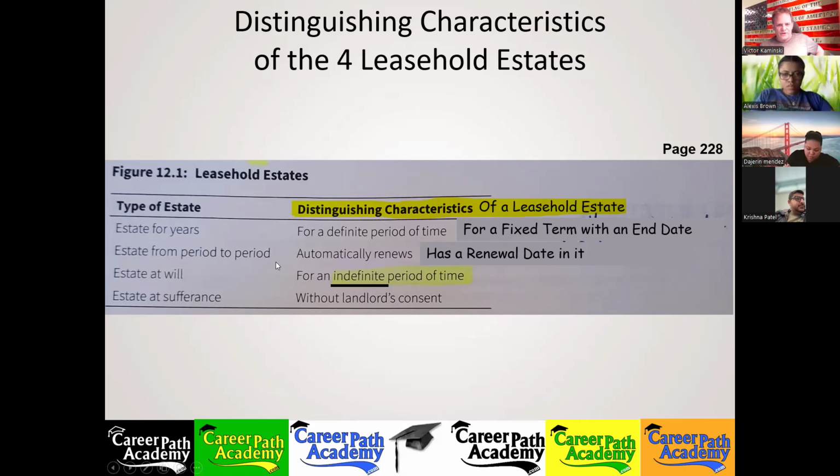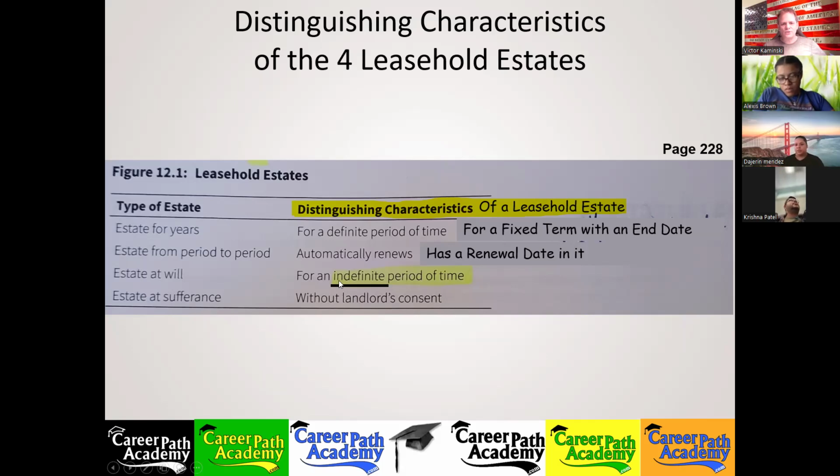An estate from period to period automatically renews, and I wrote after that, has a renewal date in it. And an estate at will, I wrote there, it's for an indefinite period of time. It's undefined. We don't know how long. Any party can terminate this type of estate with 3 months' notice. So it's for an undefined period of time until someone wants to terminate the agreement. And an estate at sufferance is without the landlord's consent.